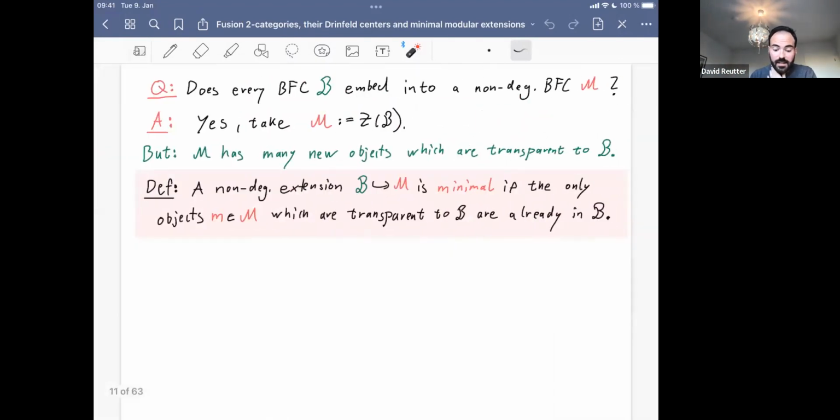And so we define a non-degenerate extension to be minimal if the only objects in M which are transparent to B are already in B. So if I'm having some object in M which braids trivially with every object in B, then it had already to be in B. So all the new objects that come in sort of come in by necessity in some sense. I can sort of probe with B all the other objects in M.